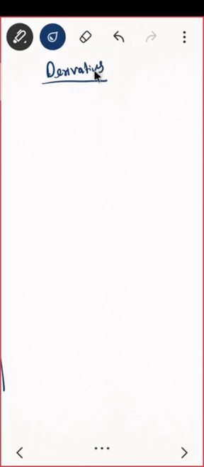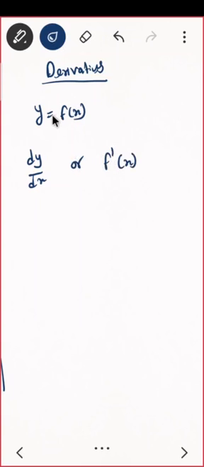Correct? What are derivatives? Derivatives of a function. See, if you have y equal to f of x and you want to differentiate, you want to find the derivative, then you used to write the derivative as dy by dx, or f dash of x. These are the two things you just need to know. That is, the derivative is denoted by dy by dx and f dash. And what do you mean by this? That is rate of change. Derivative is also called rate of change.